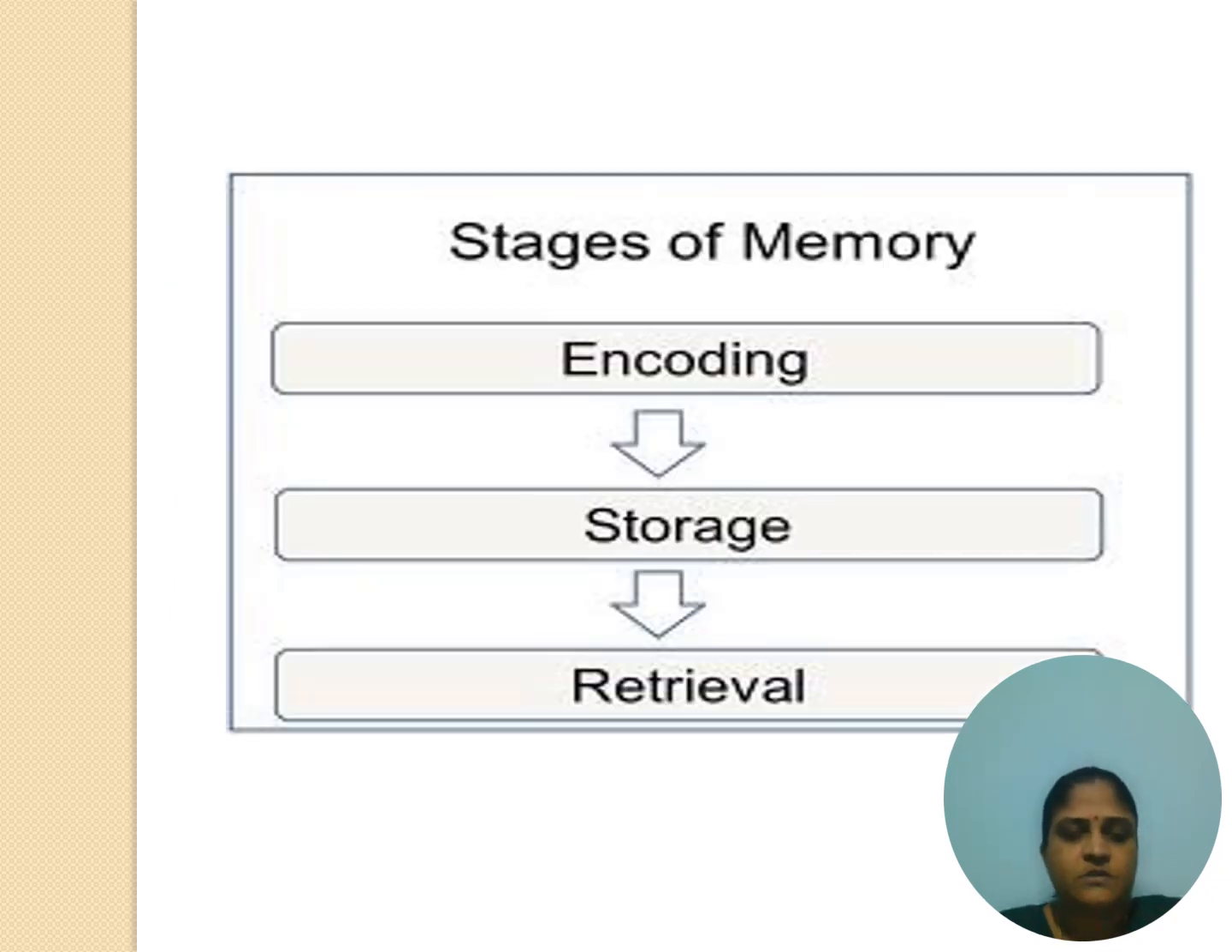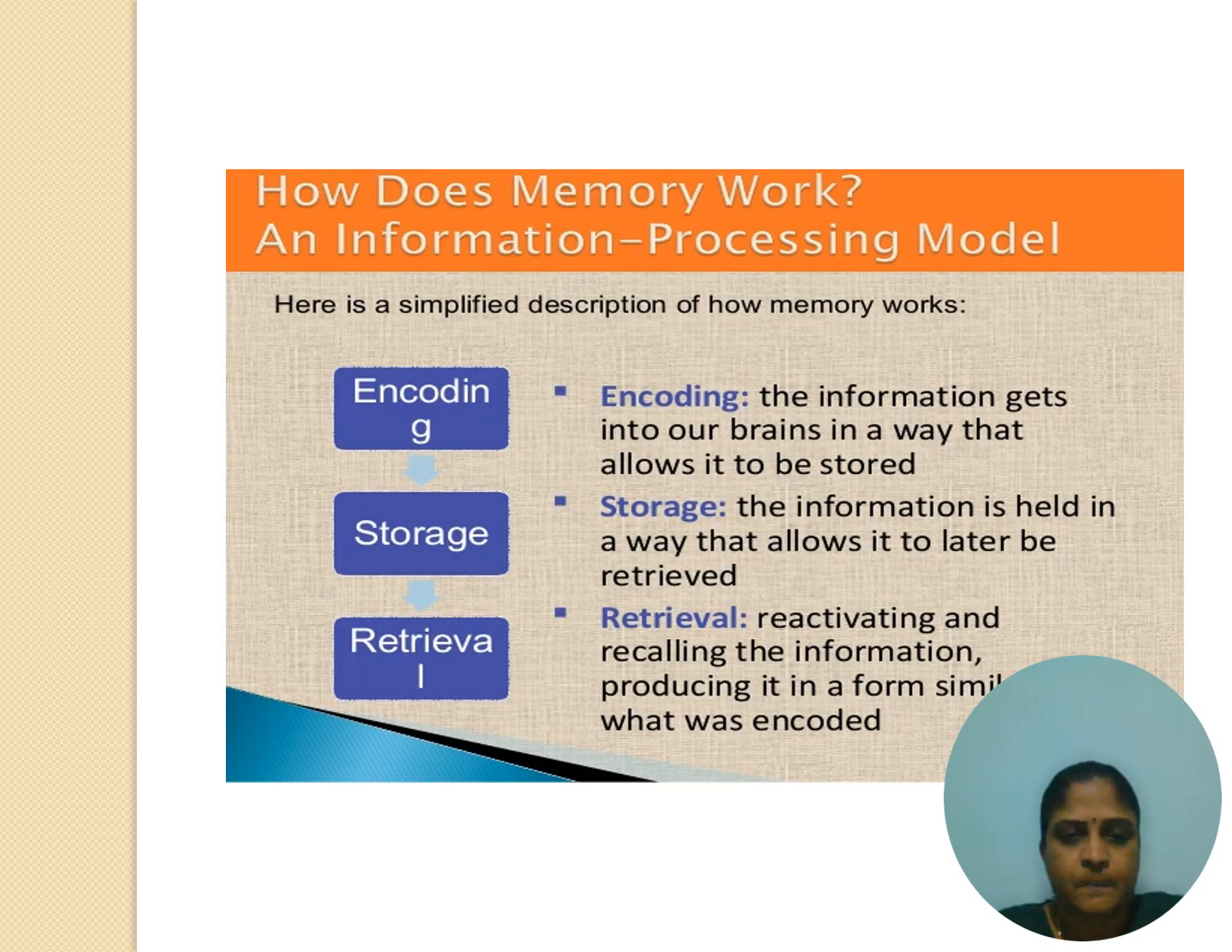So we have three stages of memory, which includes encoding, storage, and retrieval. Encoding is nothing but receiving the information and storing the information, and retrieving is retrieving the information whenever we need it. So how is memory working? First, in encoding, the information that we get in our brain is stored through the encoding process. It enters the brain and it is stored.